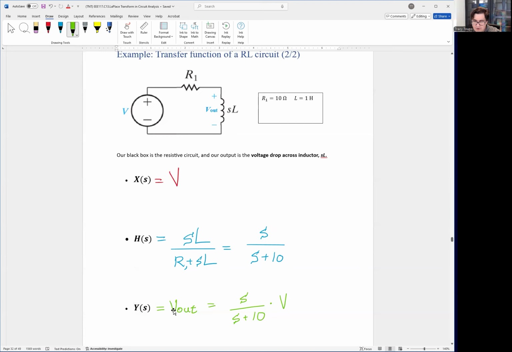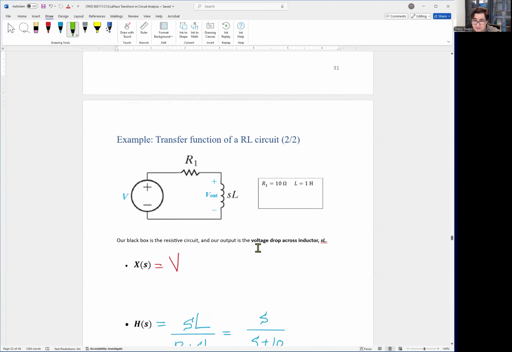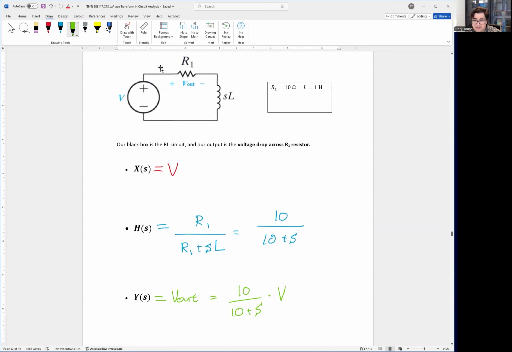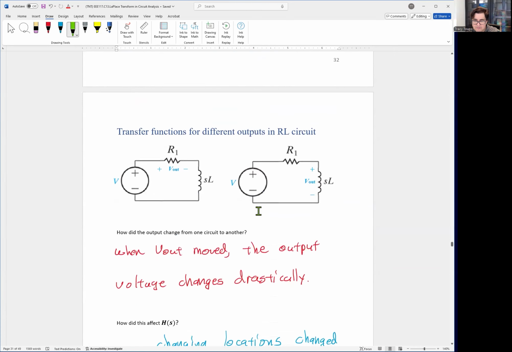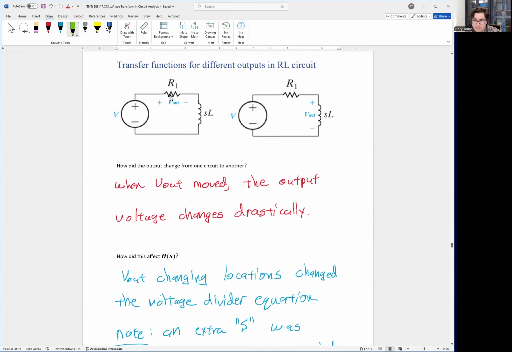Our output now will be equal to H(s) times X(s) input, which is s over s plus 10 times V. Okay, now this is a little bit different because for this circuit, we have an extra s on top because we're taking the voltage across an inductor. Previously, it was a 10 because we're taking it off the resistor. So as you see, it does change, right? Swapping your voltage from one spot to another changes the circuit a decent amount.